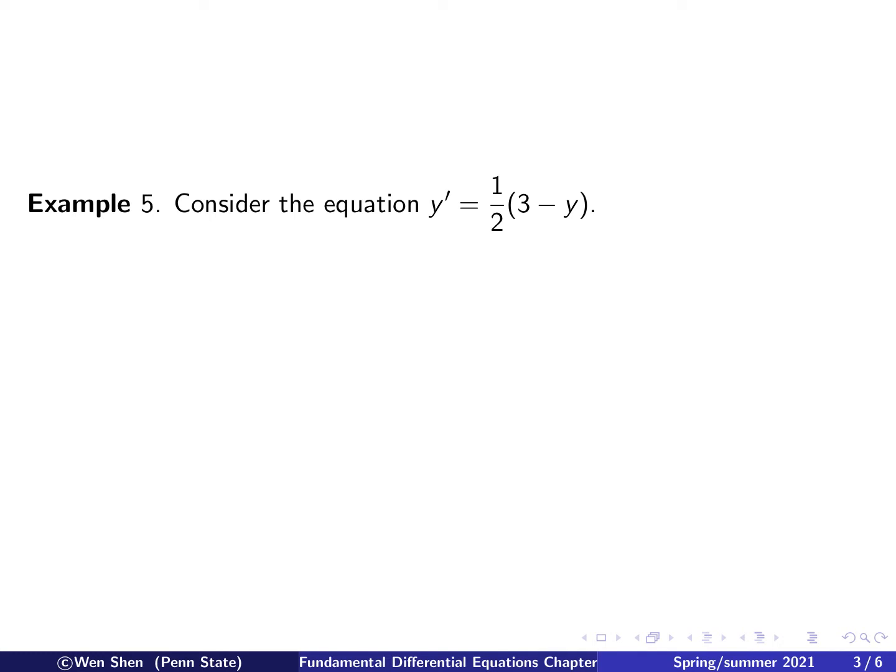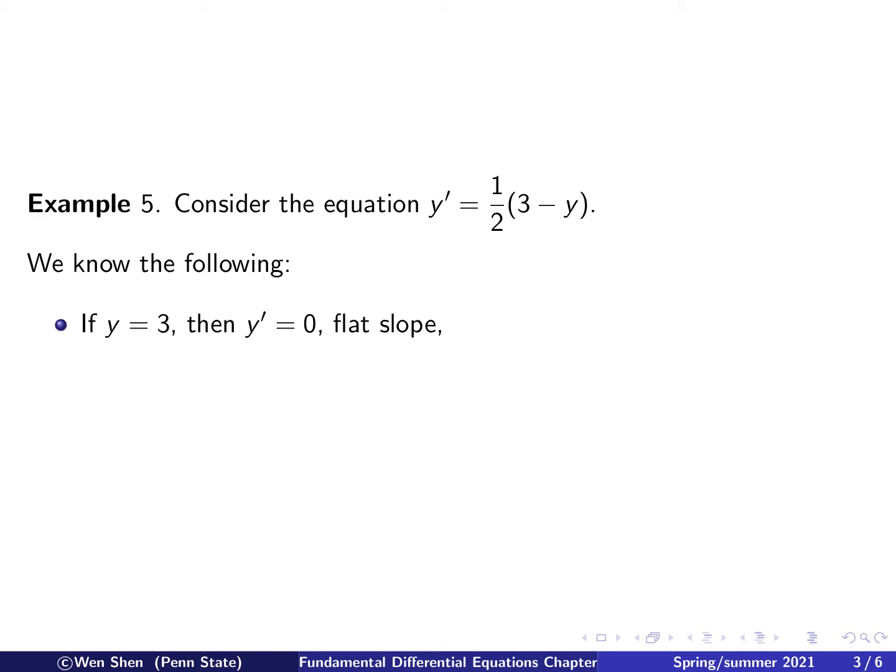Consider this equation: y prime equals a half times (3 minus y). So here y is a function of t, and the right-hand side is a function depending only on y but not on t. And such equations, we will see through our solution strategy, are easier to analyze by using directional fields.